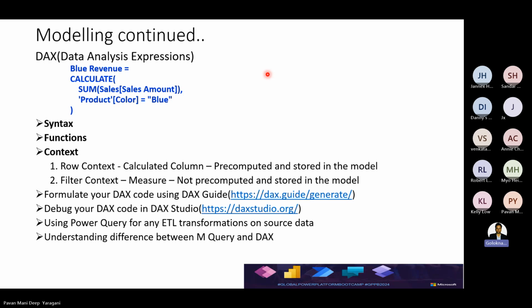Next you need to understand what row context and filter context are. Row context is pre-computed while you load the data. Filter context changes whenever the user performs some operation. Like in the blue revenue example, whenever the user performs any operation, the blue revenue value will automatically change because it is applying some filter context.